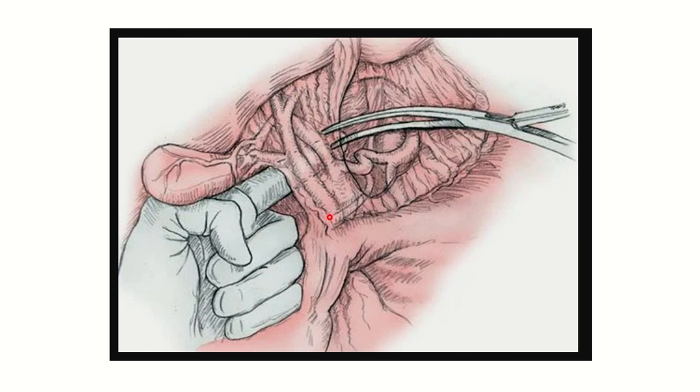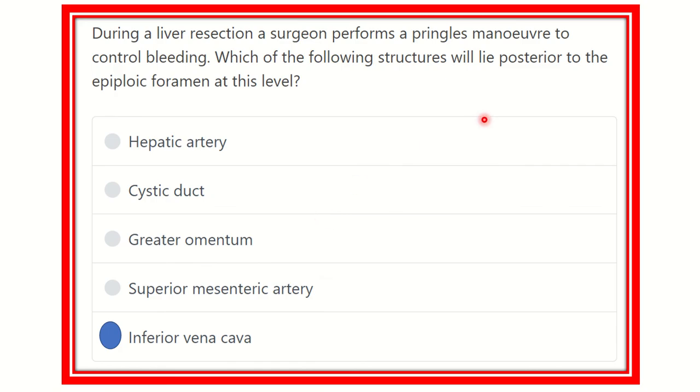through the epiploic foramen, the finger is introduced and pressed to control bleeding. So here the posterior boundary, we know the anterior and posterior boundaries are bounded by the vessels and duct, and the posterior boundary is the inferior vena cava.